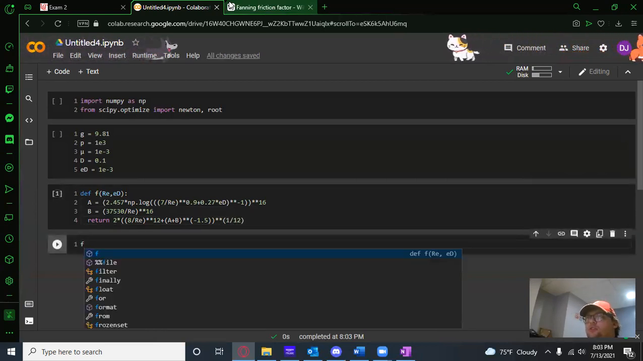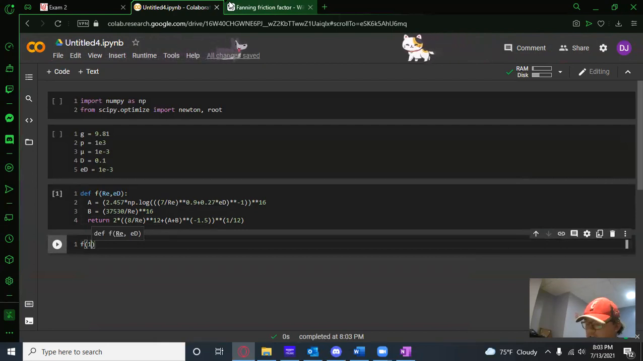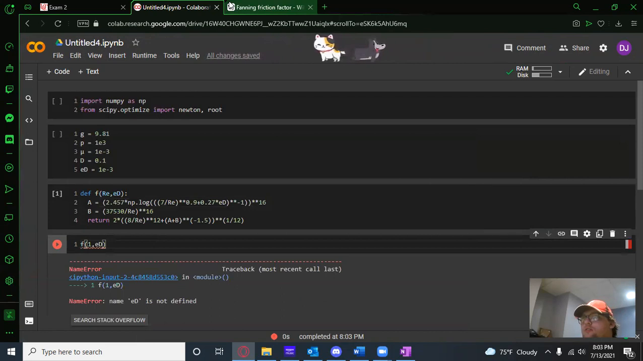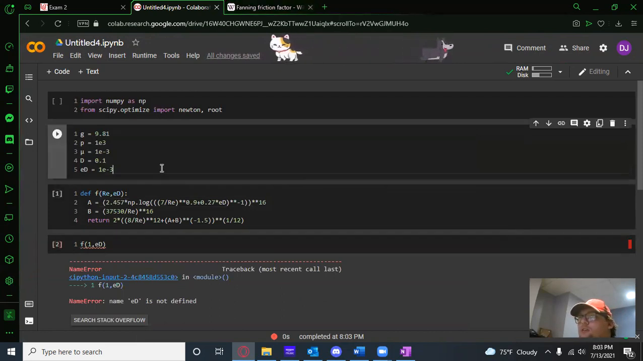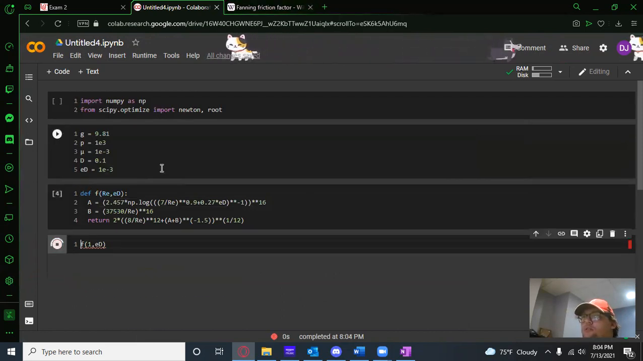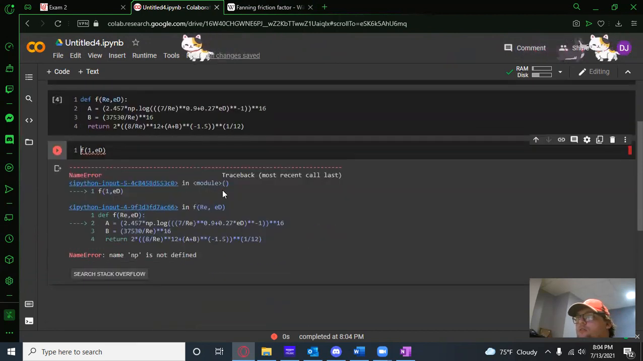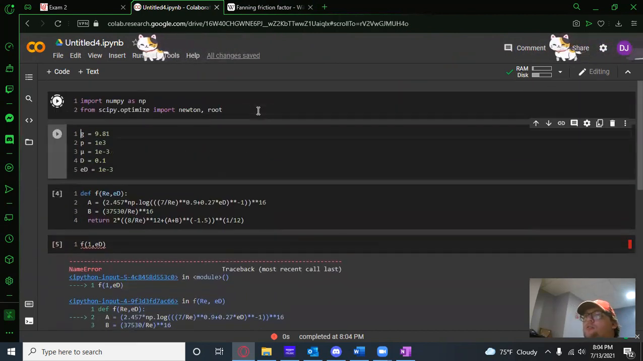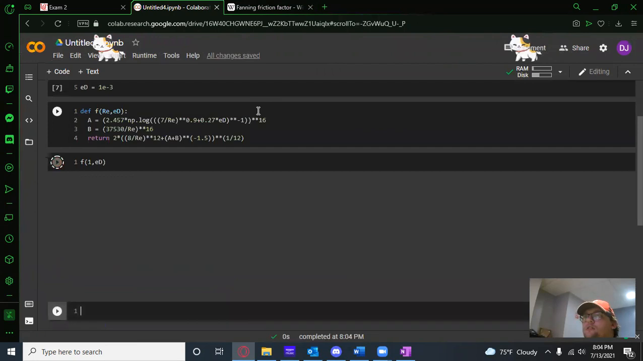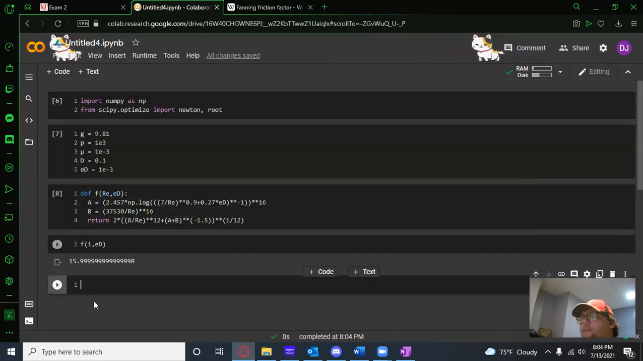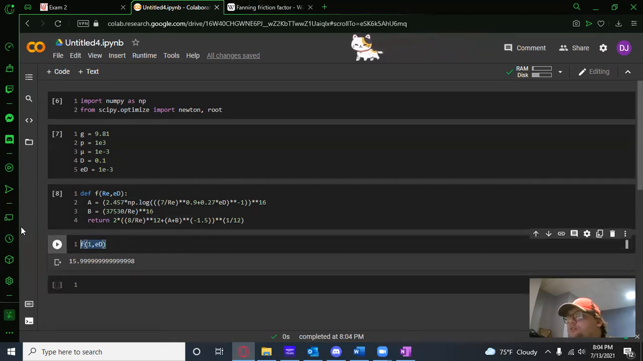And so just to make sure this works, we plug in a Reynolds number of 1 and input our roughness, named ED. Oh, I forgot to run all of these. Yeah, that's right. All right, so we get a value of about 16. So it works. No exceptions are raised.